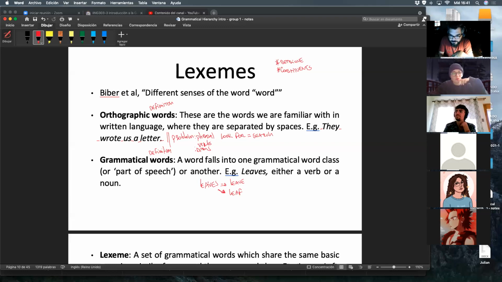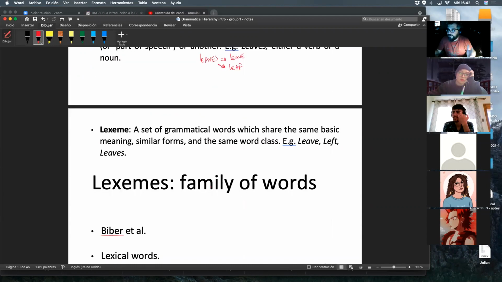Therefore, leaves is one lexeme which comes out of two other lexemes, right? Because it can be a noun, leaves are falling from trees, or it can be the verb, he leaves early today, right? So be careful with that. With this idea in mind comes the third and final definition.